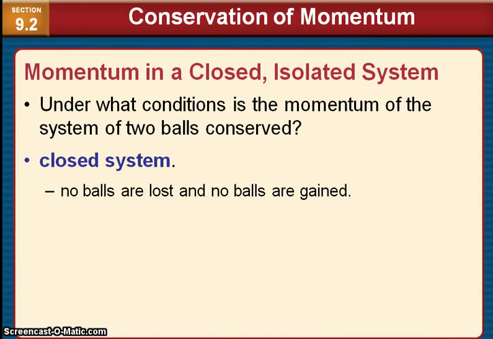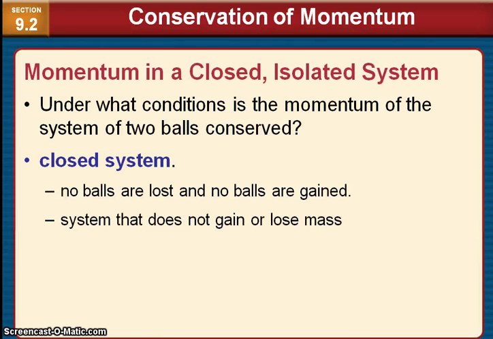A closed system is when no balls or objects are lost or gained, meaning I can't gain or lose mass in a system. So if I have a collision between objects, it's a closed system as long as we're not adding or taking away anything to that system that we're talking about. So as long as I don't add balls or take away balls, it's a closed system. So that's the first condition.